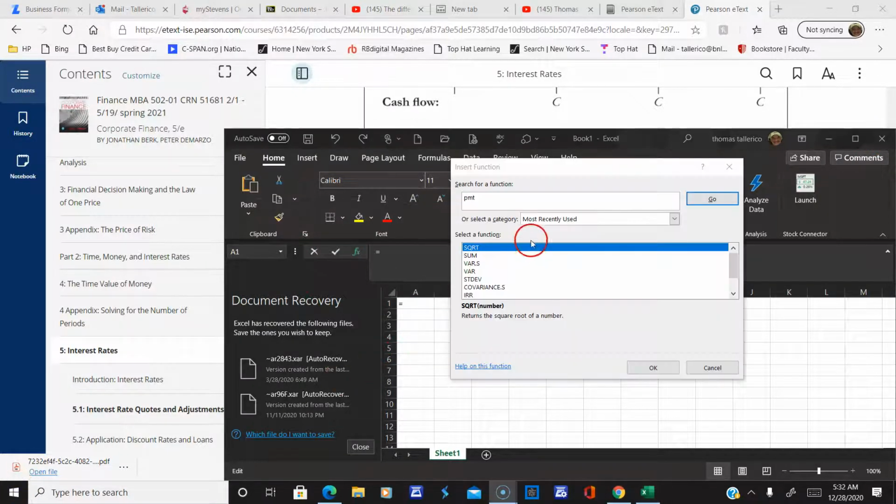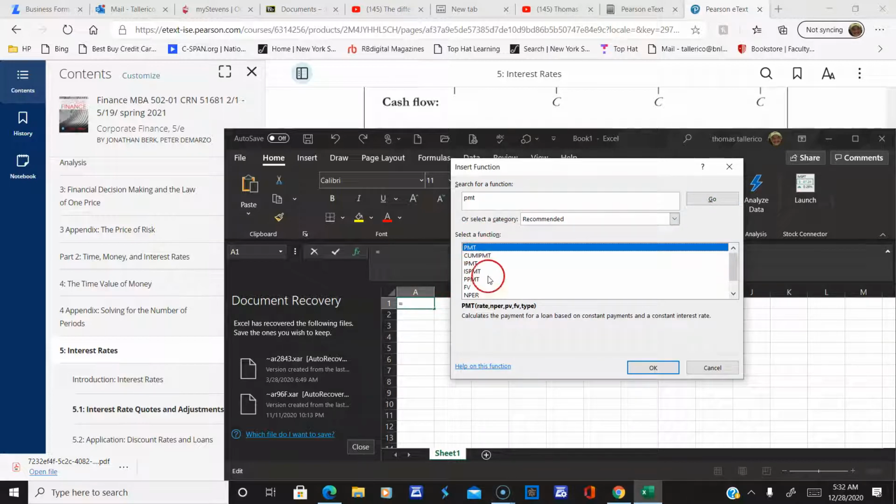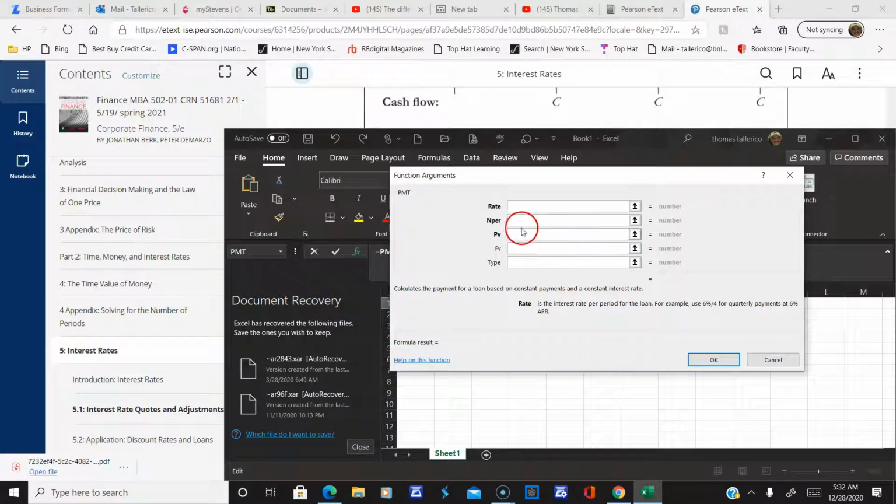Okay, I'm back. So I got it to open. So you notice up here I do a search for the word payment, PMT. Okay, and then I say go. And there's the payment function. First of all, there's a lot of built-in finance functions in Excel. Okay. And I say okay. And it brings this up. Okay. And I'm going to show you how you can make your life very easy.